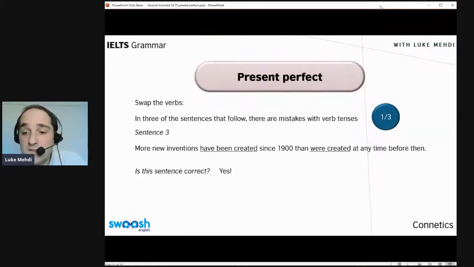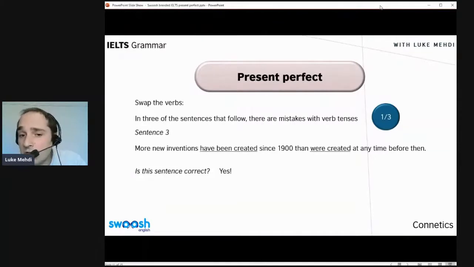So we've got since 1900, the time starting in 1900 until the date today, have been created. Yes, that is correct use of the present perfect. Then were created at any time before then. That is also correct. Good, Josh. Yeah, well done, Josh. So yes, this is a correct sentence.